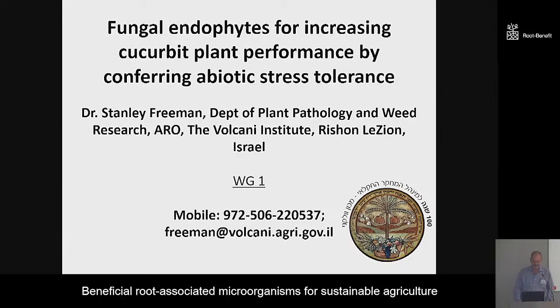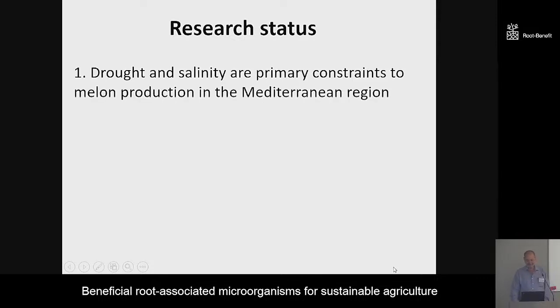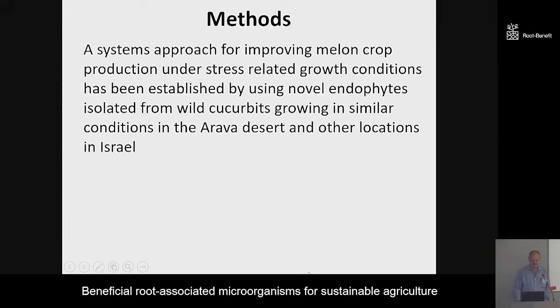The group of Dr. Stanley Freeman is dealing with endophytes for increasing cucurbit plant performance by conferring abiotic stress tolerance. Drought and salinity are primary constraints to melon production in the Mediterranean region. And the fact that we cannot use methyl bromide anymore for fumigation makes a lot of problems with all kinds of pathogens.